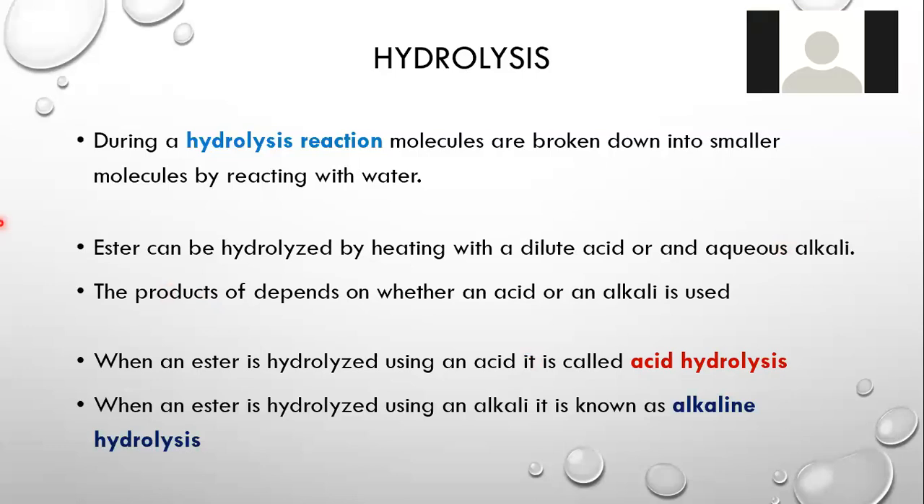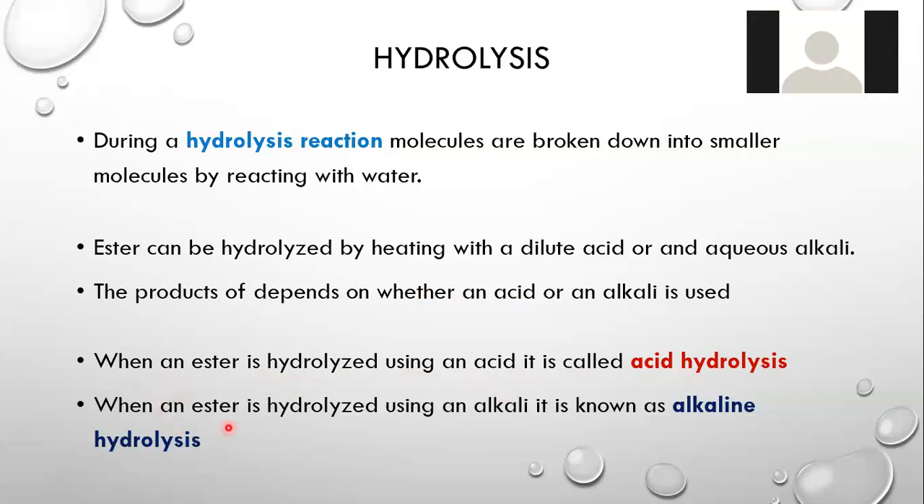So you can break apart an ester by using an acid and also using an alkali. That's the same hydrolysis. The product depends on whether you use an acid or an alkali. So what happens when an ester is hydrolyzed using an acid? It is called acid hydrolysis.